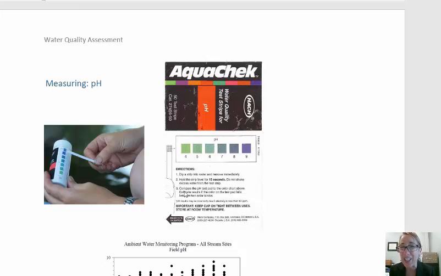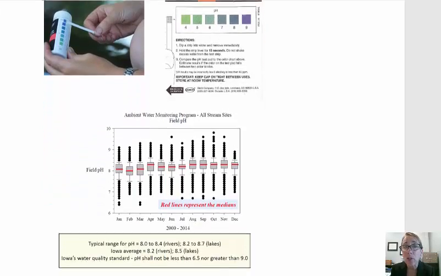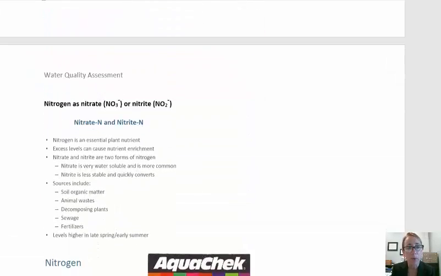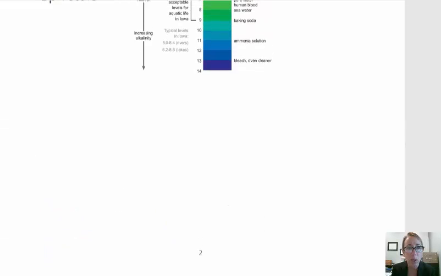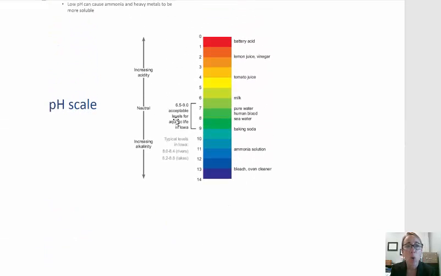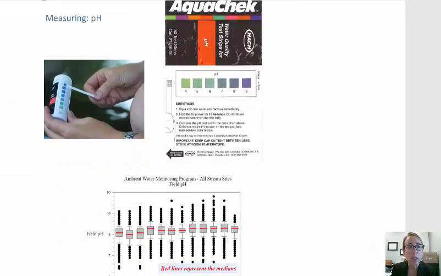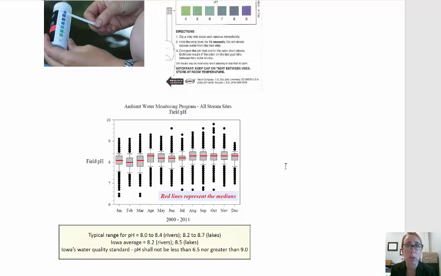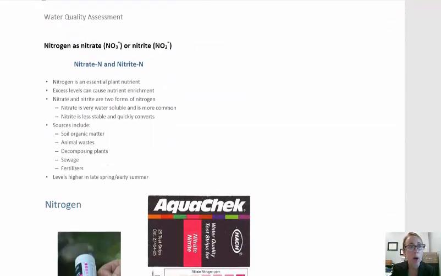And as you go through the lab, not only does it show you where you're going to get the directions to do the testing, which is on your laminated sheet, but it also gives you some information about what range is healthy. For example, for pH, aquatic life can exist between a pH range of 6.5 and 9. And then it also lets you know what the typical ranges are for that parameter, in this case pH, for the rivers and lakes of Iowa or for different bodies of water.